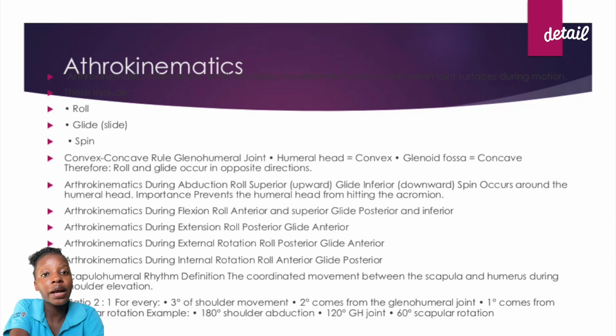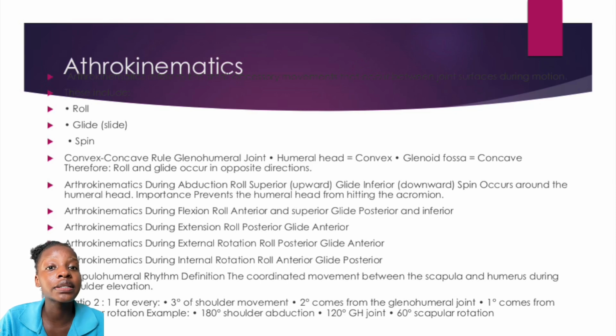Moving on to the arthrokinematics, the movements we have are roll, glide, and spin. Here we are going to apply the concave-convex rule, in which the humeral head is convex and the glenoid fossa is concave. Therefore, the roll and the glide occur in opposite directions. During abduction, the roll is superior and the glide is inferior.